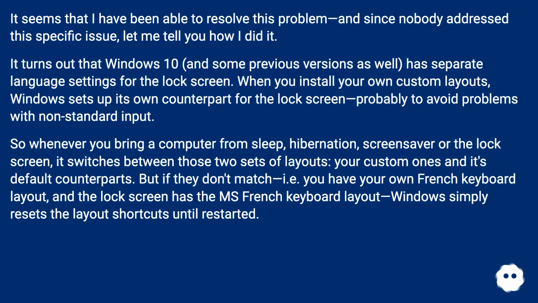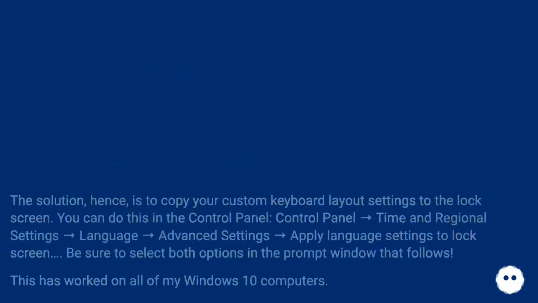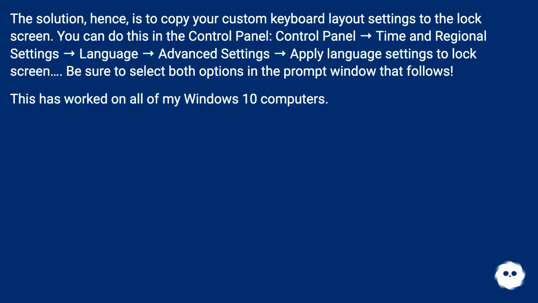But if they don't match, i.e. you have your own French keyboard layout, and the lock screen has the MS French keyboard layout, Windows simply resets the layout shortcuts until restarted. The solution, hence, is to copy your custom keyboard layout settings to the lock screen. You can do this in the Control Panel, Time and Regional Settings, Language, Advanced Settings, apply language settings to lock screen. Be sure to select both options in the prompt window that follows. This has worked on all of my Windows 10 computers.